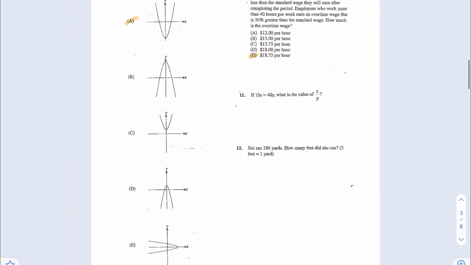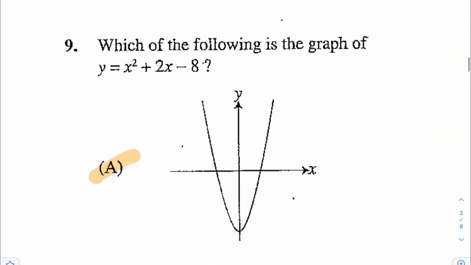All right, next, number 9. Which of the following is a graph of y equals x squared plus 2x minus 8? Here, what you can do is look at this parabola. When you have a parabola, y equals ax squared plus bx plus c, some of these coefficients, a, b, and c, will tell you a lot of information about the graph. You always want to start with the constant, which is c. So c is the y-intercept, where it crosses over the y-axis. In this case, it's -8.